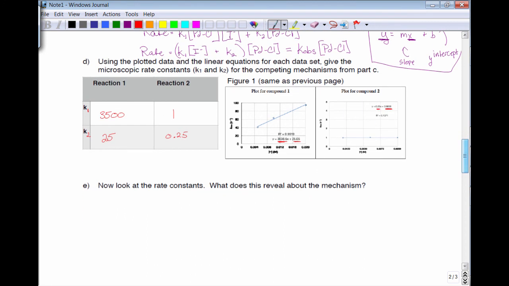And for part E, now I just want to look at this data here and compare. Notice that the rate constants for reaction 1 are much higher than the rate constants for reaction 2. What does this reveal about the mechanism? Well, remember, this was less steric bulk, and this was more. And so as we increase the sterics, we're actually decreasing the reaction rate. And this is very typical for an associative mechanism. And so what this reveals about the mechanism is that it is, in fact, associative.